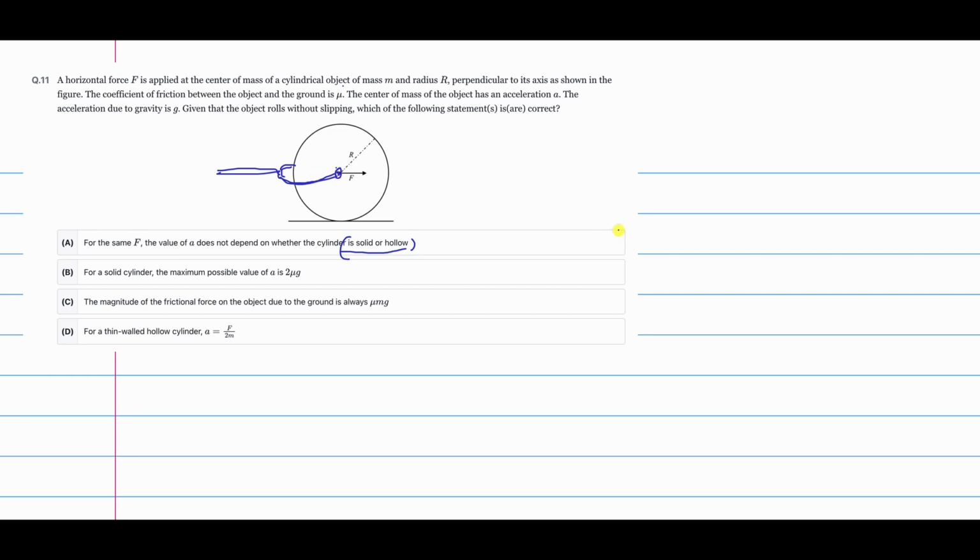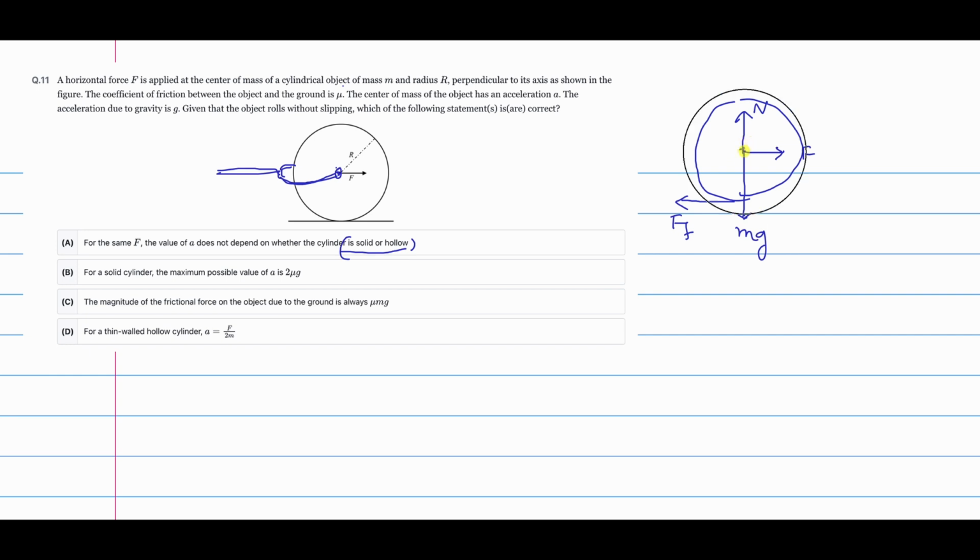So suppose this is our case. Let's draw a free body diagram of this case. So we have this. There is a gravitational force mg downwards. There is a force of friction, and there is force applied here. Okay, and there will be a normal force because of the contact. So these are all the forces that will be applied on this object. Okay, so now analyze the situation.